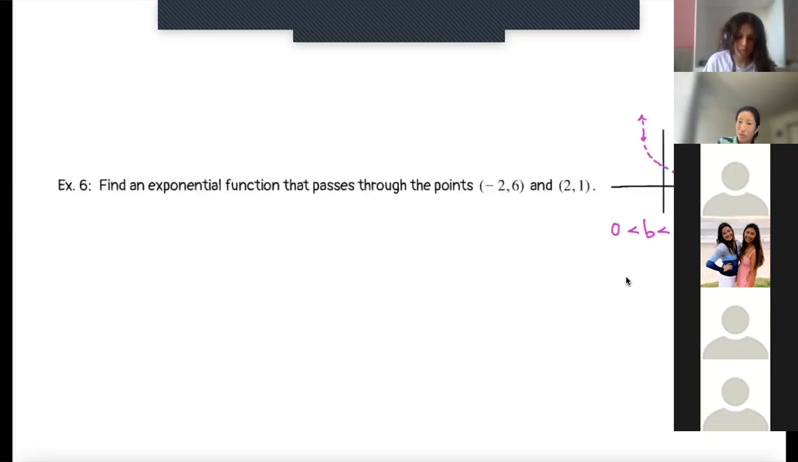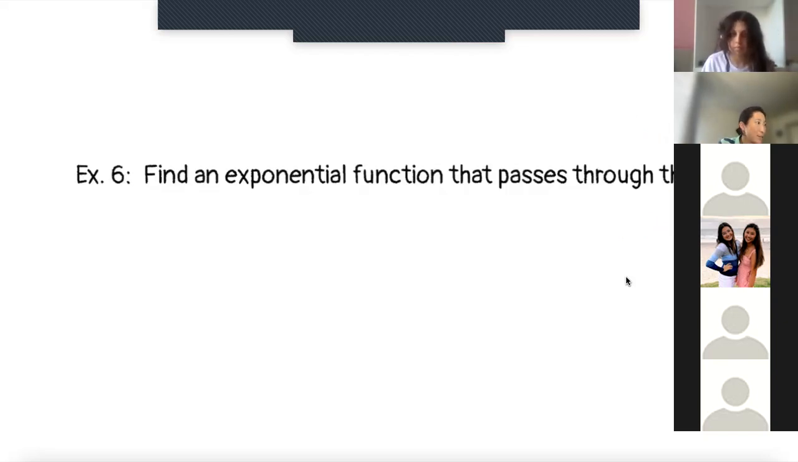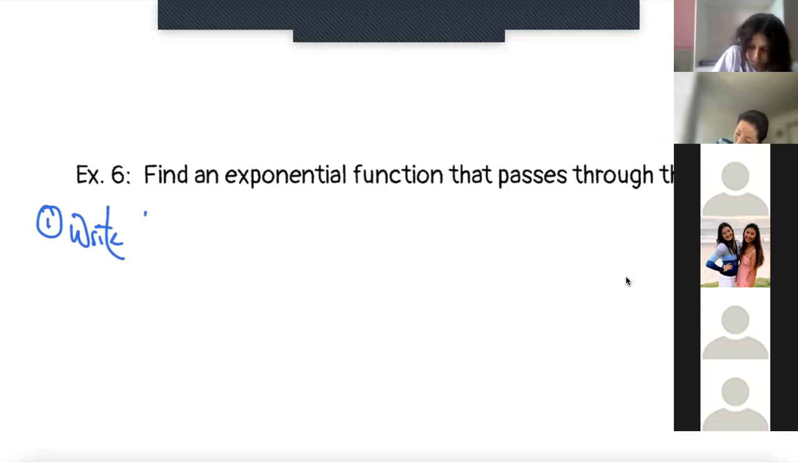So it's nice to do a little bit of what I call pre-thinking, planning out what we're going to do and what kind of answers we should expect. We can break this down into a few steps. What we're going to do right now is step 1. We are going to write the 2 coordinate points.